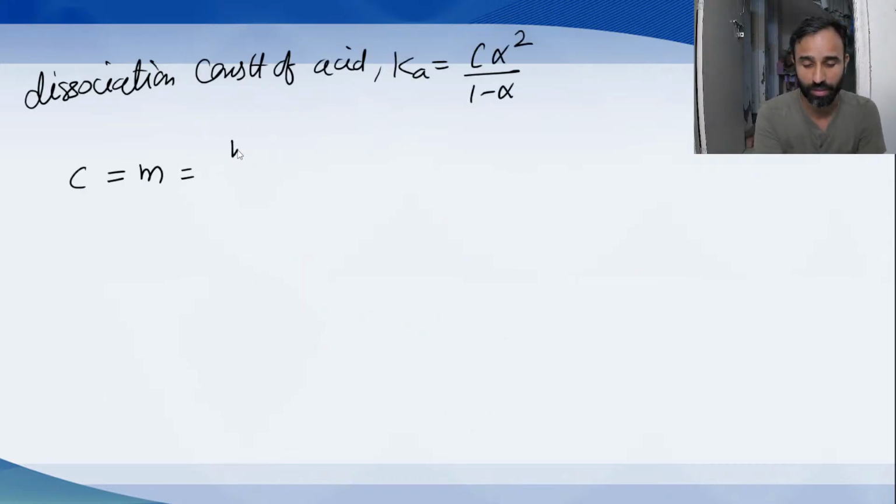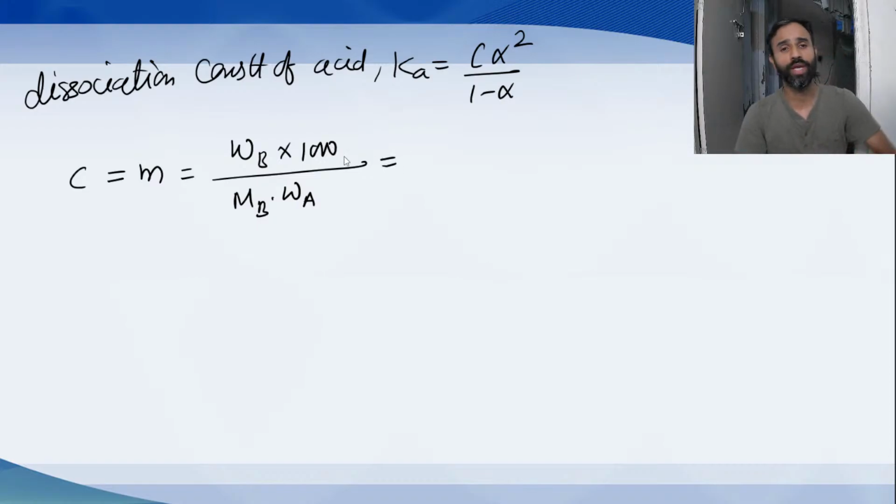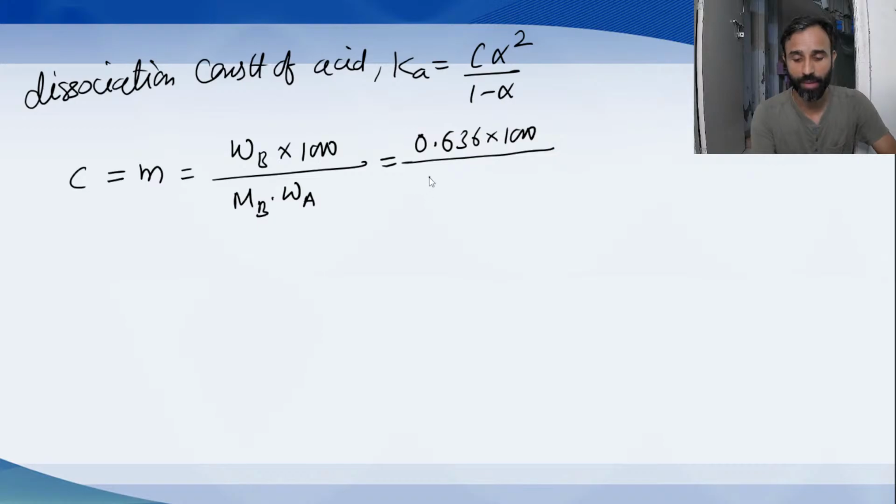So m is WB by MB WA into 1000. So what is WB? 0.636 into 1000 divided by MB, that is 60, and again 1 kg, meaning 1000 cancels, because 1000 is written only when the weight is in gram. As the weight is in kg, there is no need to write it. So we have to write WA in gram.